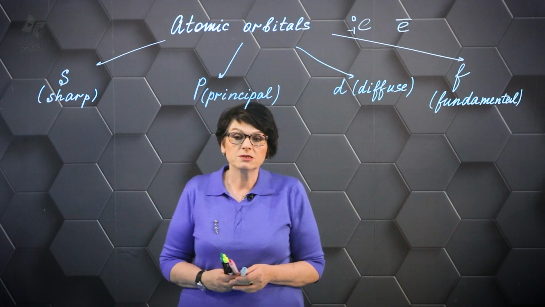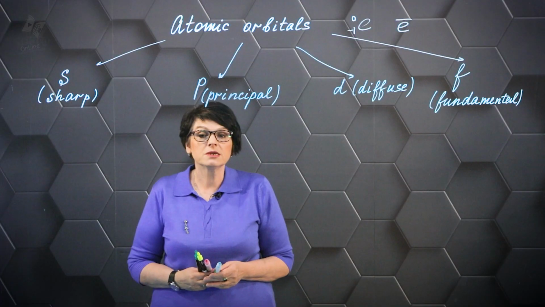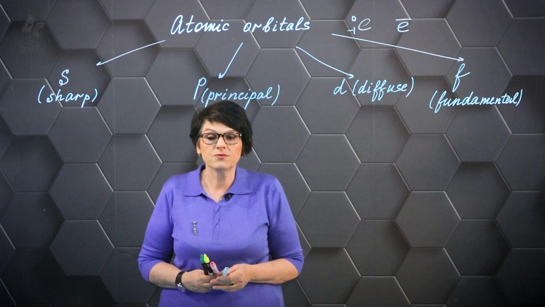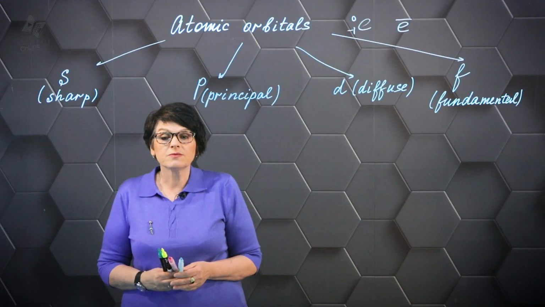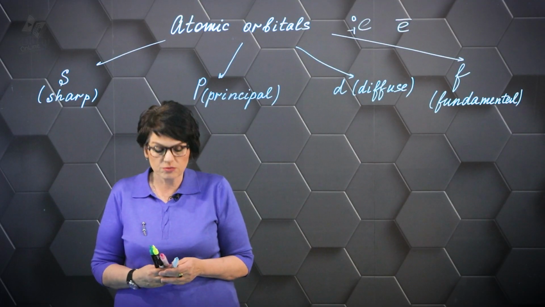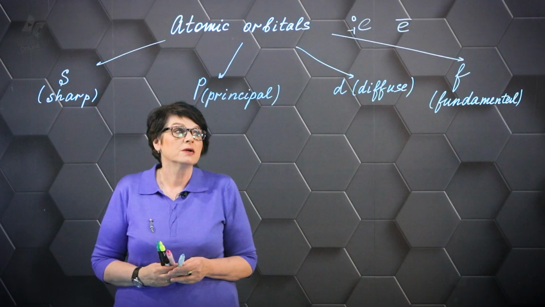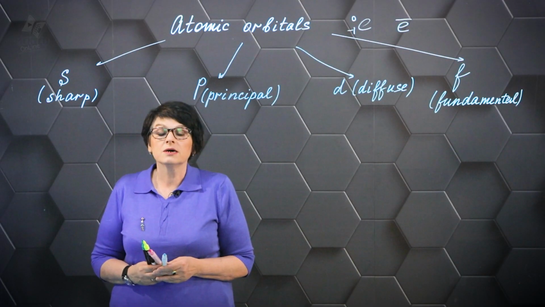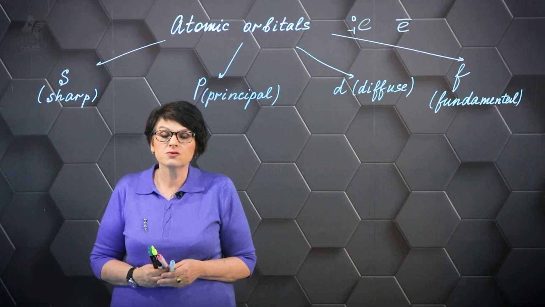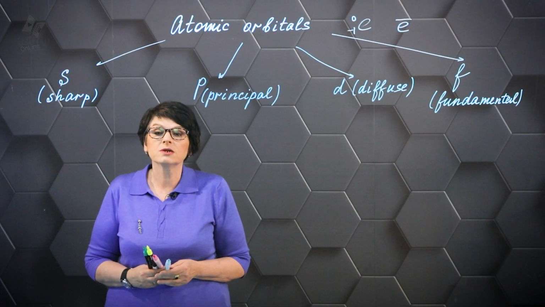For instance, the designation of S electrons refers to a sharp boundary in the electronic spectra. On the other hand, P electrons are considered to be the main line in the electron spectrum, while D electrons are associated with a diffuse line, and F electrons are linked to the fundamental line in the electron spectrum.